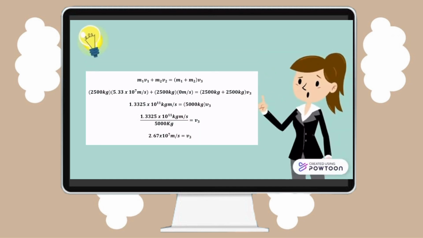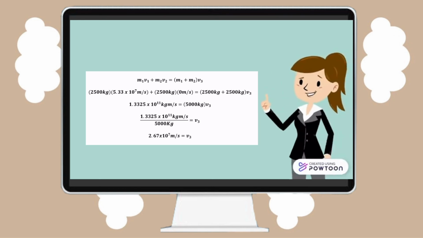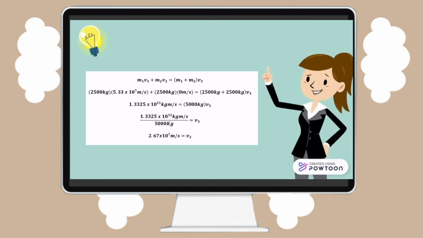Now, we can plug the initial velocity obtained into the equation for conservation of momentum to solve for the final velocity of the two satellites. Therefore, the resulting velocity v3 is 2.67 times 10 to the power 7 meters per second.